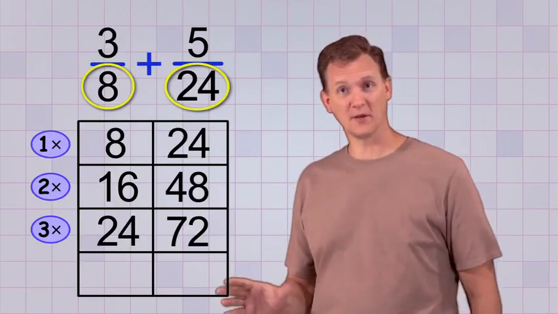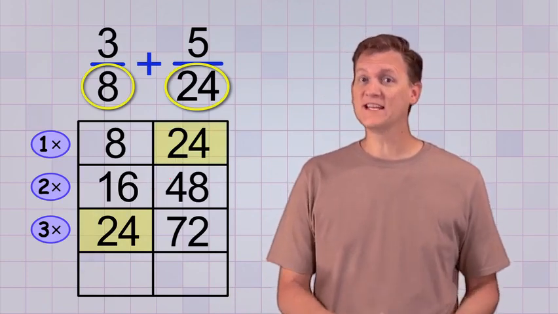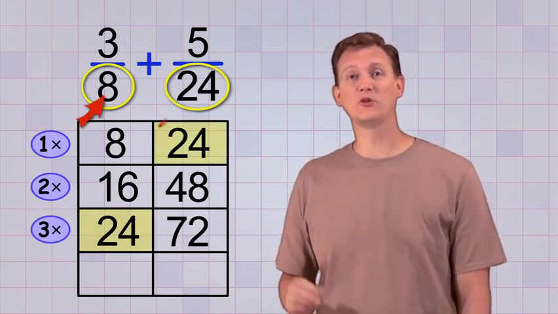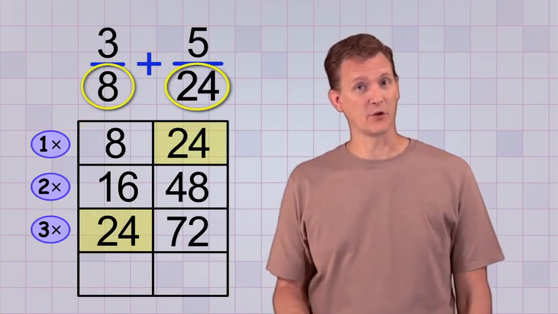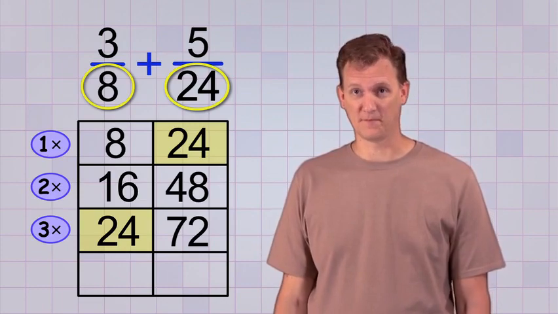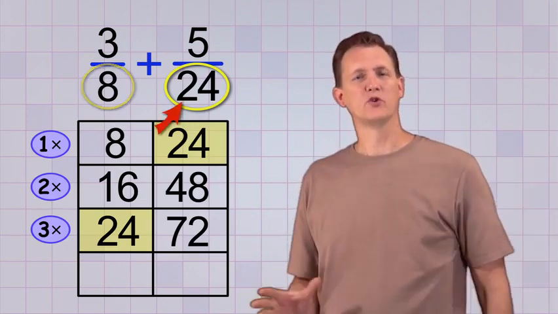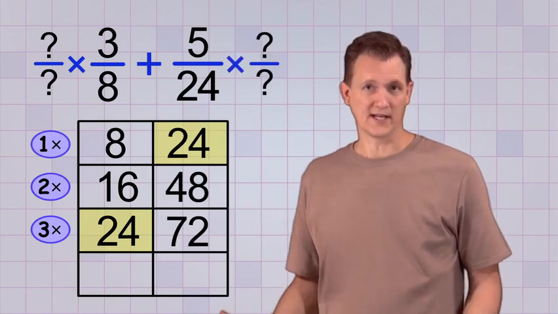But look, we have something in common now. We have a 24 in each column. We have found the least common multiple of the numbers 8 and 24, and it happens to be 24. And that makes sense if you remember your multiplication tables, that 3 times 8 equals 24. So now we know we're going to use 24 as our common denominator. But what whole fractions do we need to get it?